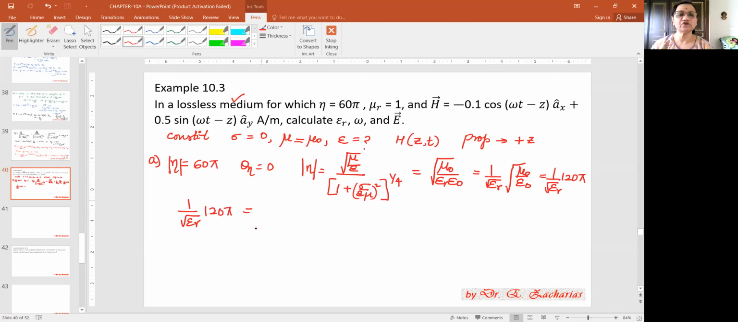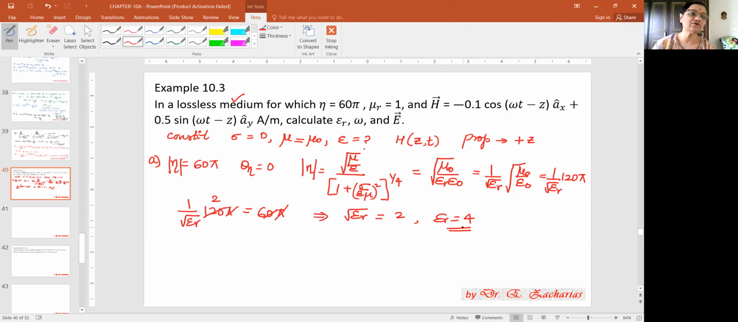of eta. Modulus of eta is already given to you. It is 60 pi. Pi and pi goes out. 60 and this 120, if you cancel, you get a 2 here. So you will get under root of epsilon r equal to 2, right? Or you're going to get epsilon r as 4. Can you see it? Very simple.